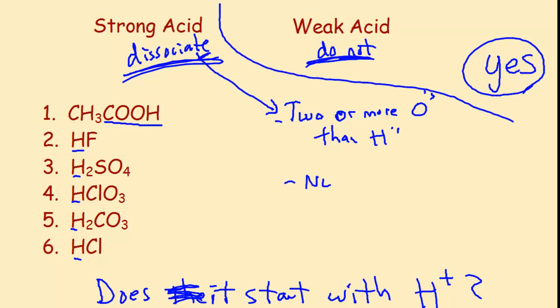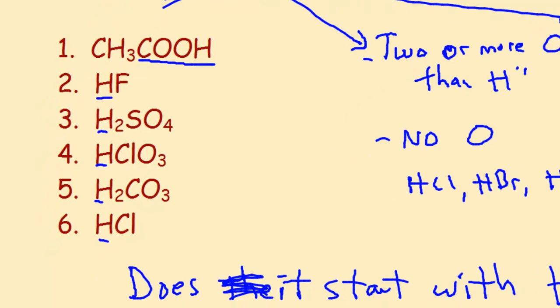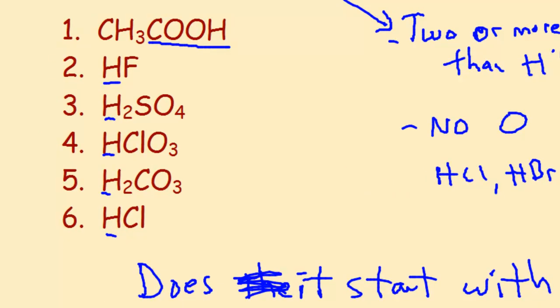If there's no oxygen, then it has to be HCl, HBr, or HI. And the nice part about that is they are right in order on the periodic table, Cl, Br, and I, right near each other. So if they have no oxygens, it has to be one of those 3. If it has oxygens, there have to be 2 or more O's than H's.